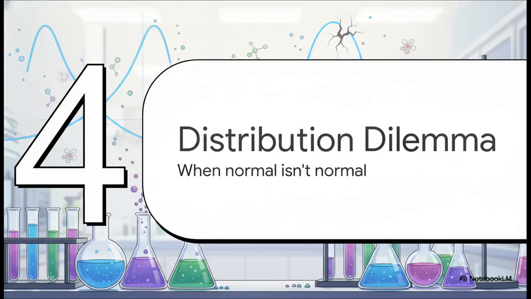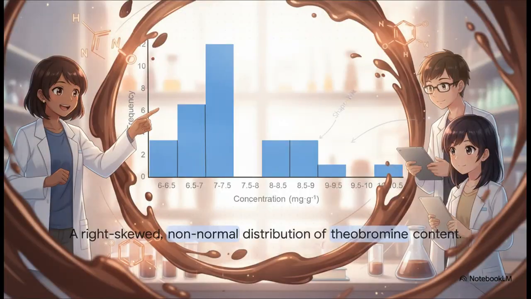Which brings us to a really fascinating real-world problem in Section 4, the distribution dilemma, when normal isn't normal. Picture this. You've got a group of university students in a lab, right?